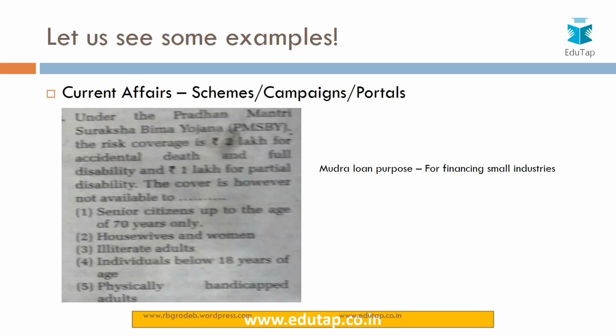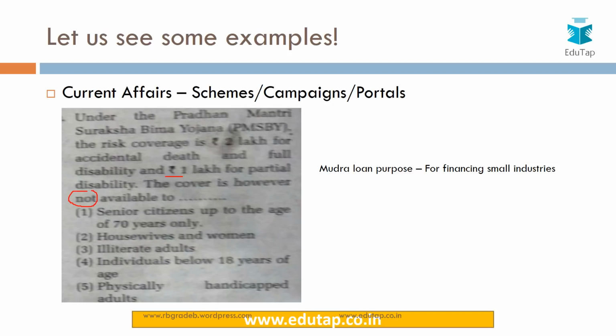Now next let us see the examples from schemes, campaigns, portals type of questions. So under the Pradhan Mantri Suraksha Bima Yojana, the risk coverage is 2 lakhs for accidental death and full disability and 1 lakh for partial disability. The cover is however not available too. So this is a question which is related to eligibility regarding a particular scheme.